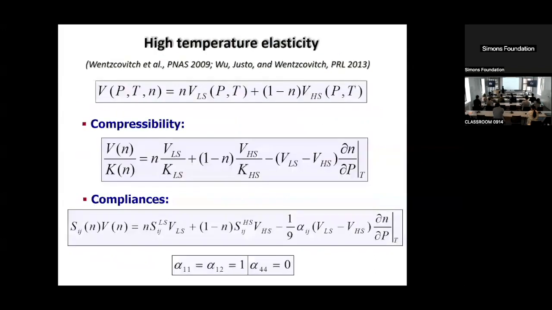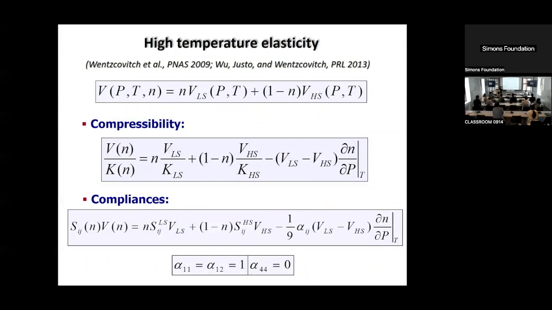So at that point, we had, of course, we were studying this even before these measurements. This is the volume of the solid solution, right? It's the ideal solid solution. The compressibility, V over the bulk modulus, also interpolates linearly between those of the end members, but has an anomaly term here that comes from the low spin fraction, which varies with pressure.